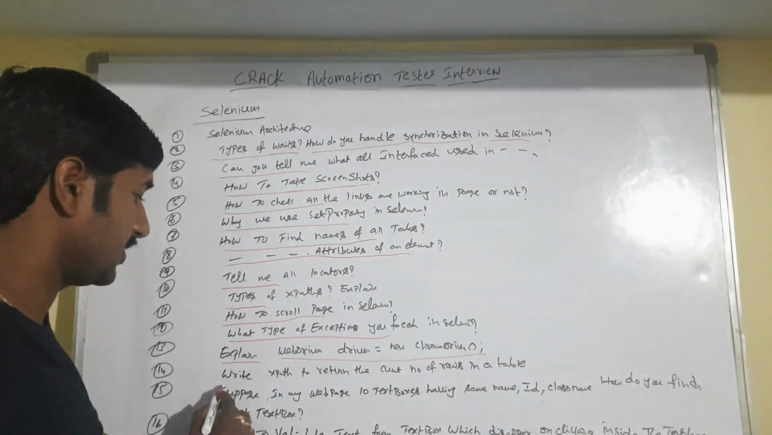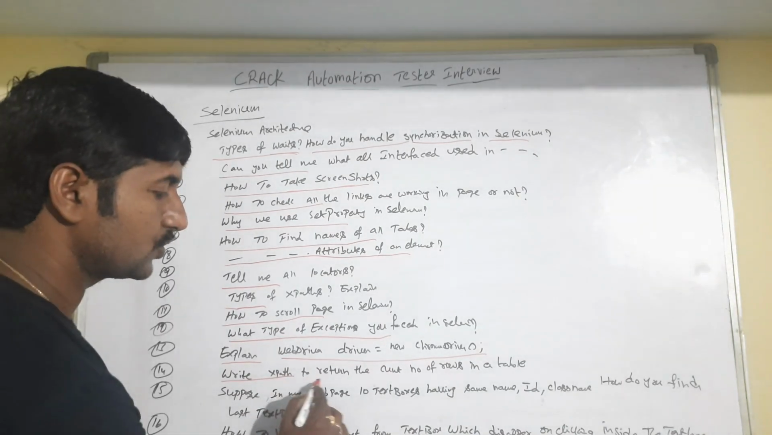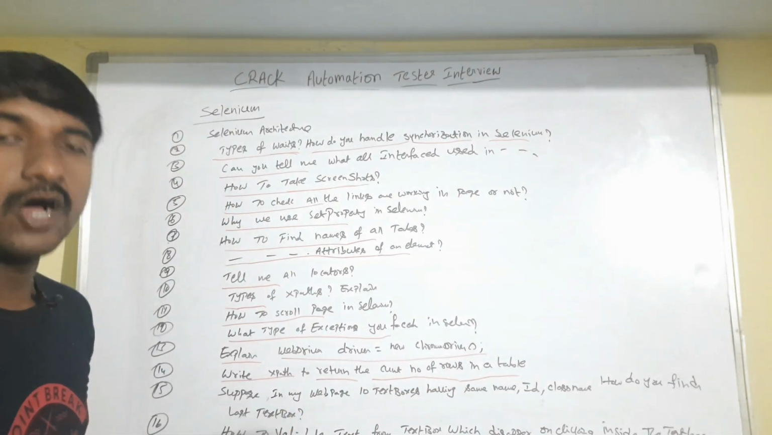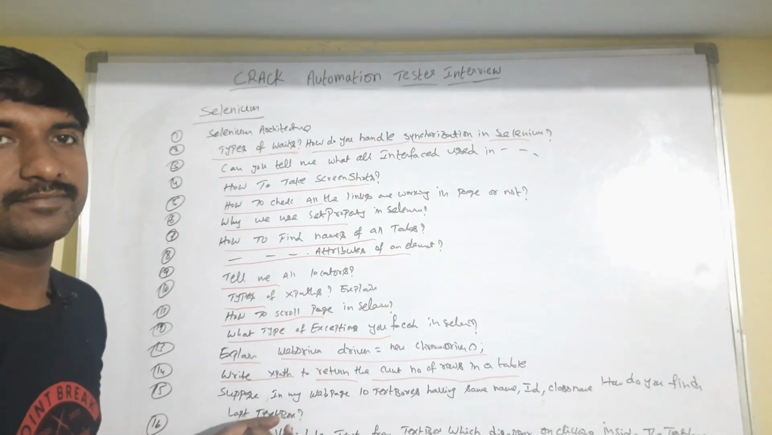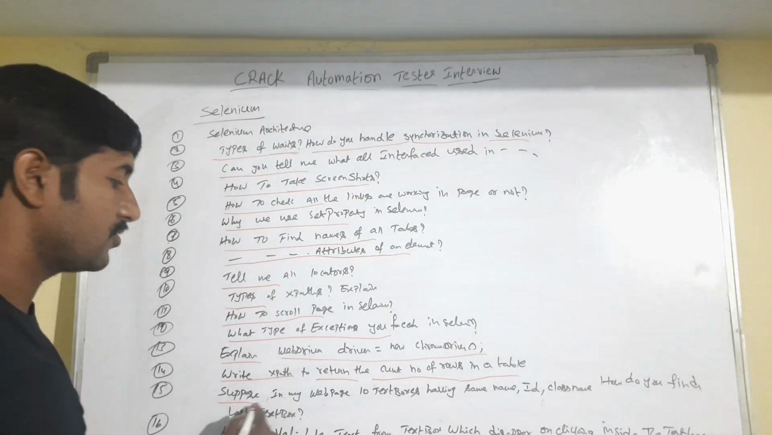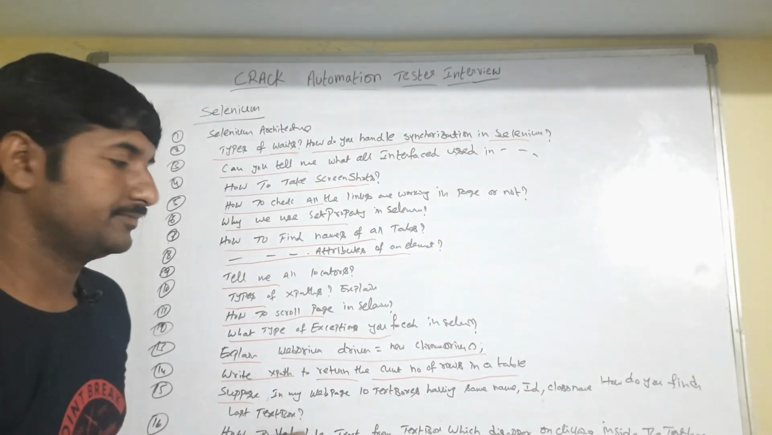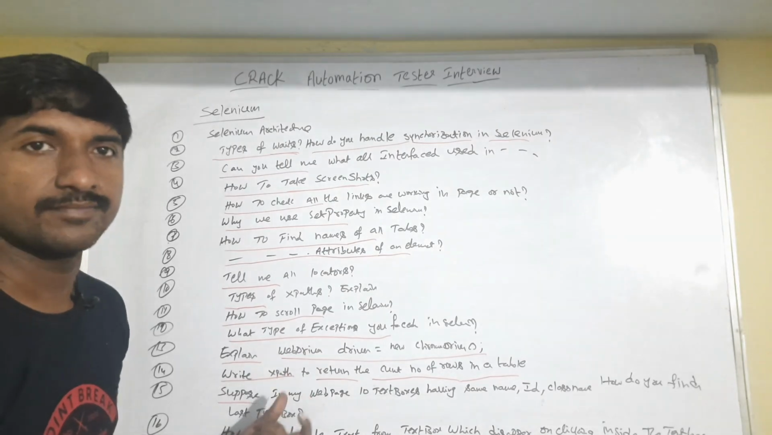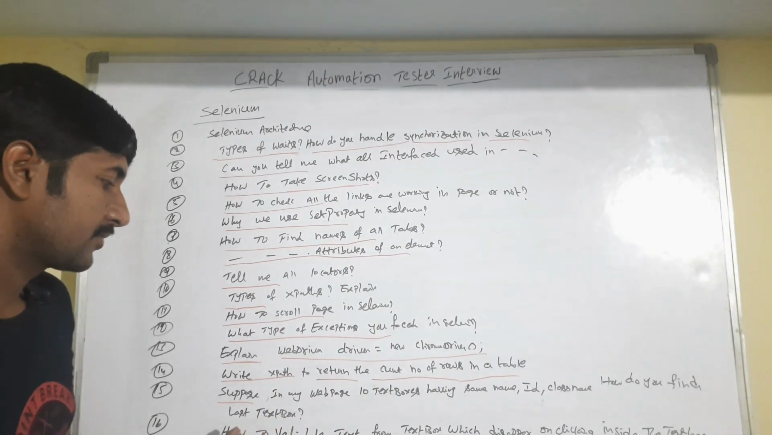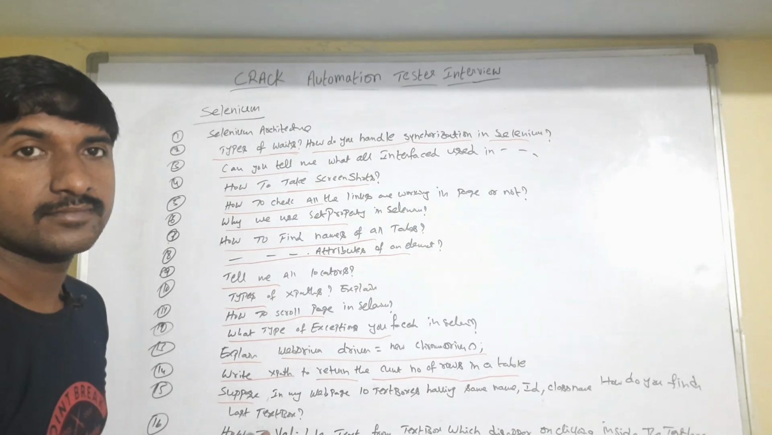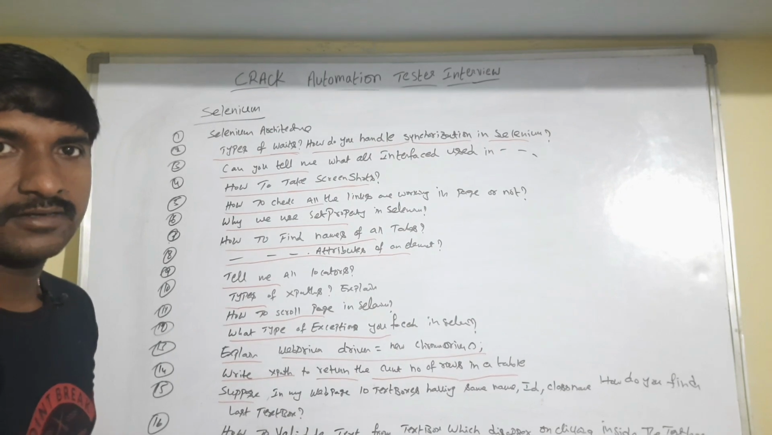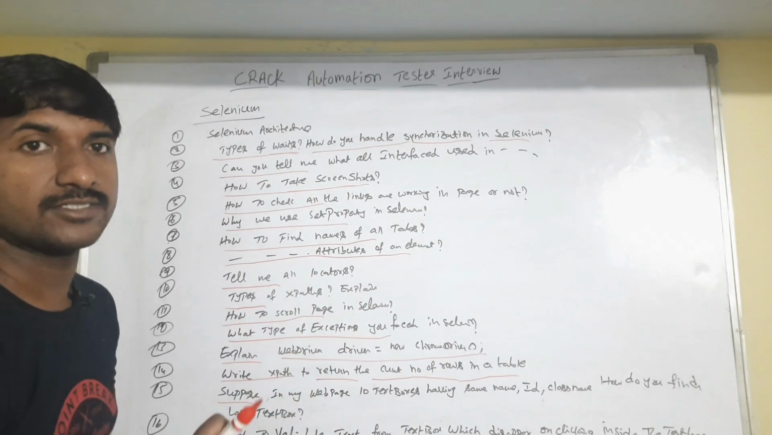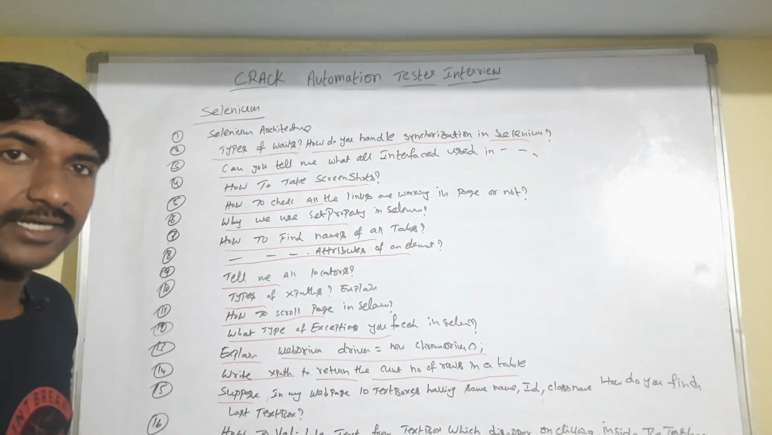Okay, and the next question is, can you write an XPath to return the count of rows in a table? Suppose there is a table, how many rows are there? Can you write the XPath? Okay, and the next question is, suppose in my web page 10 text boxes have the same name, same ID, same class name, all are the same. Then how can you find the last text box? You have to write the logic for that one.